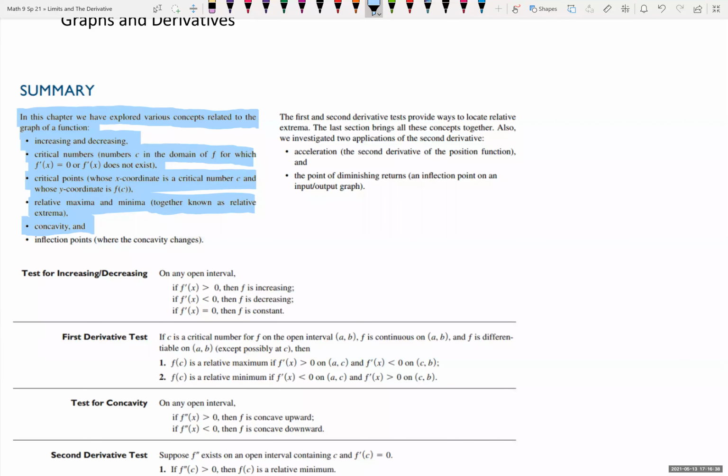We looked at concavity of a graph. We looked at inflection points, and that's where our concavity changed. And we saw that the first and second derivative tests provide ways to locate relative extrema. The last section brings all the concepts together. Also, we investigate two applications of the second derivative. We looked at acceleration, the second derivative of the position function, and, well, we didn't really look at this, but the point of diminishing return on an input-output graph.